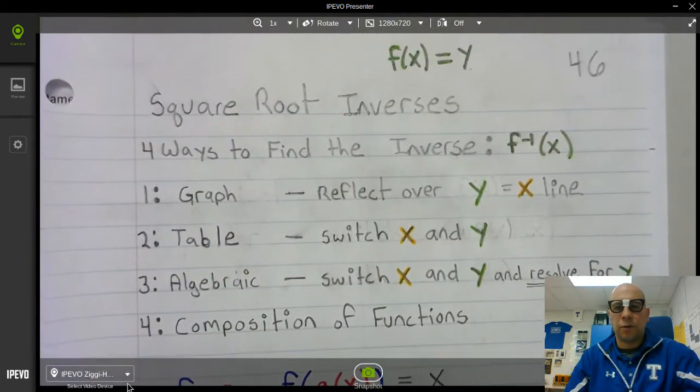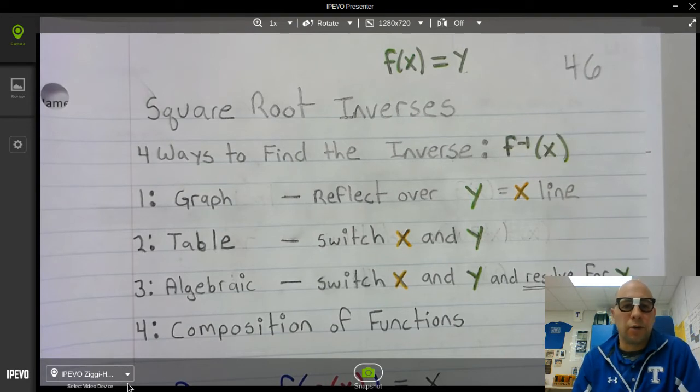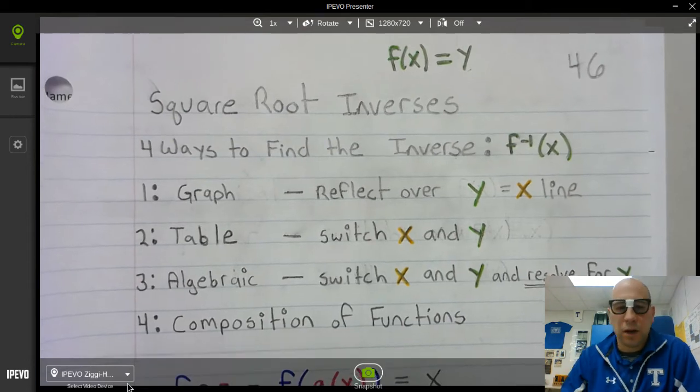All right, so when I was thinking, I was like, man, what am I going to do? How am I going to find notes for this? So what I realized is we already have notes on inverses in the function folder. Okay, so what I realized when I looked at our notes, that there were 4 ways to find the inverse function. Okay, and let's look at them.